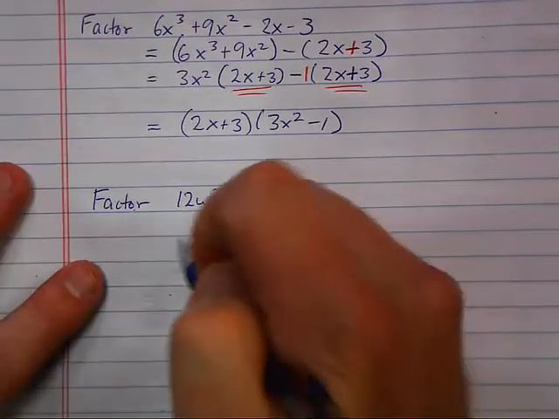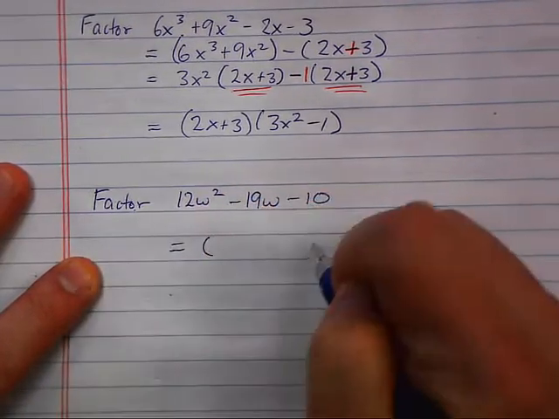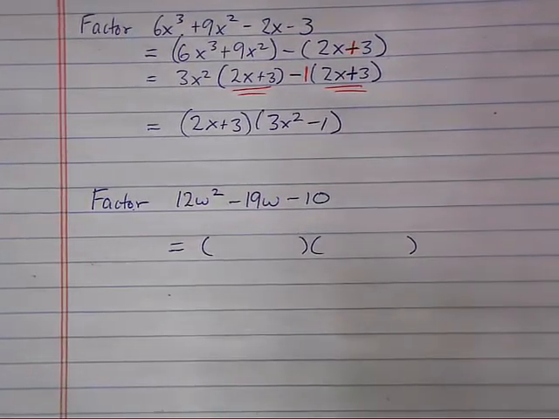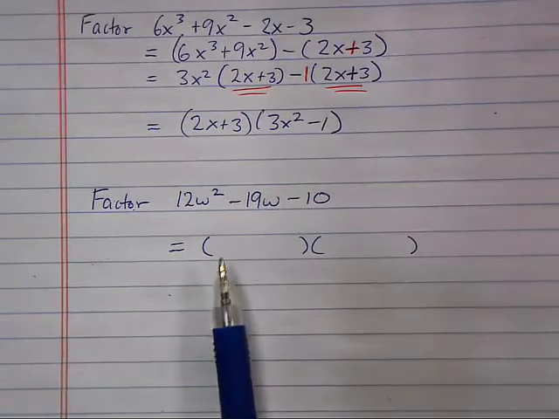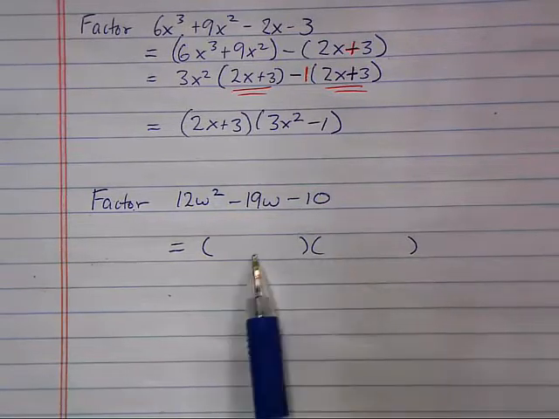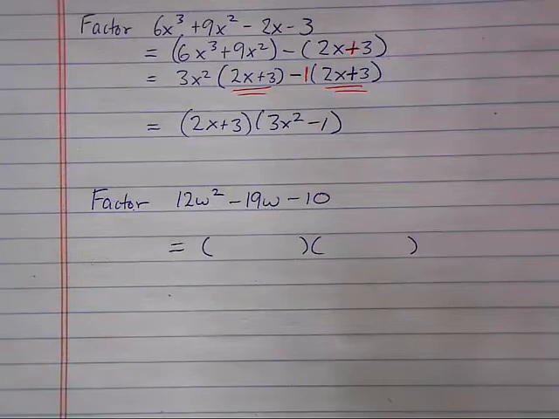Okay, so if I were going to do this by guess and check, I would write out my 2 parentheses. And here's where this gets hard. When I do my FOIL, how can I get 12w squared in front? Well, I'm going to have a w in each piece, w and w. How can I get the 12? I could use 3 and 4, or I could use 2 and 6, or I could use 12 and 1. Which one's the right one?